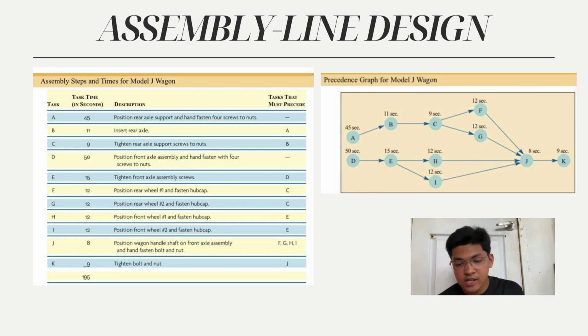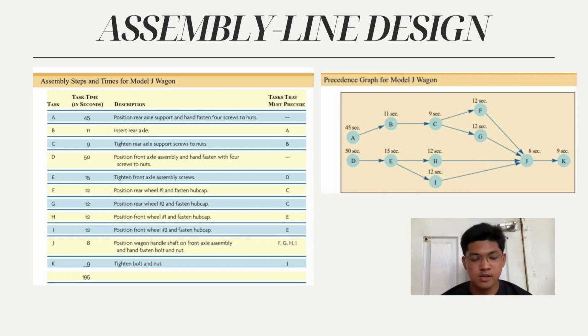And our F needs C. F and G need C to continue. H and I need E to continue. And J needs F, G, H, and I to continue to J. And K needs J to continue. And the ending point is K.